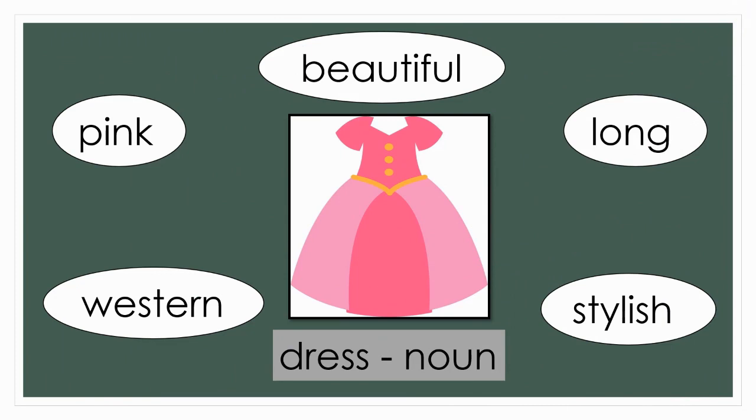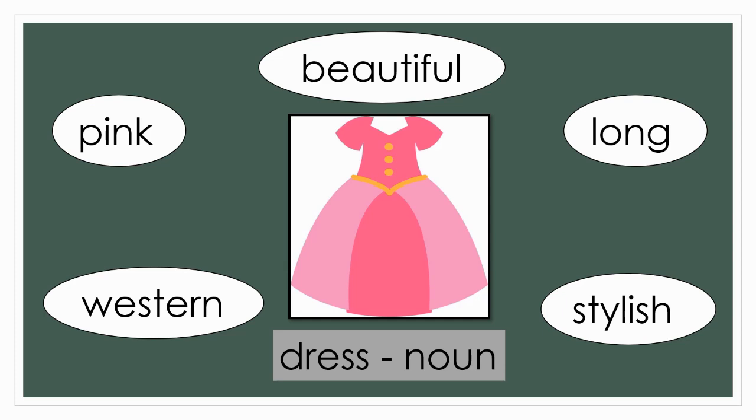Here is the picture of a dress. So, dress is the noun here. And around it, in the circle, the words written are beautiful, pink, long, western and stylish. These are the words which are describing the dress or telling more about the dress.